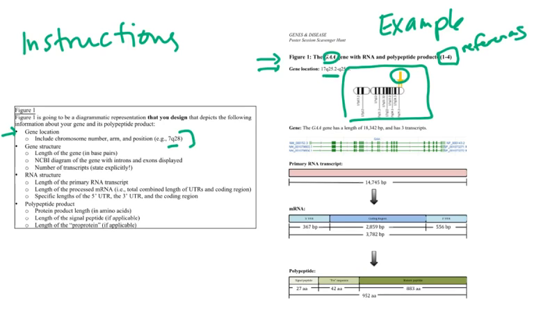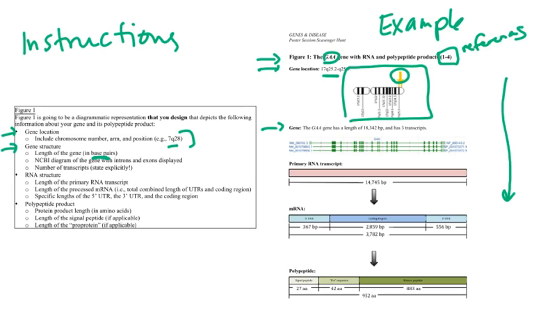As we move down here in figure 1, what we're doing is essentially going from broad to more specific information. We start with the actual gene location and then narrow that down each step of the way. The next part is the gene. For the gene section, we want to include the length of the gene and make sure you include units. The units here are base pairs.